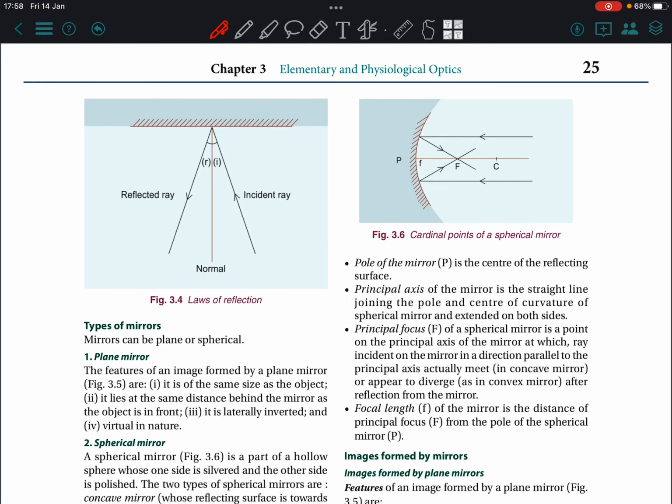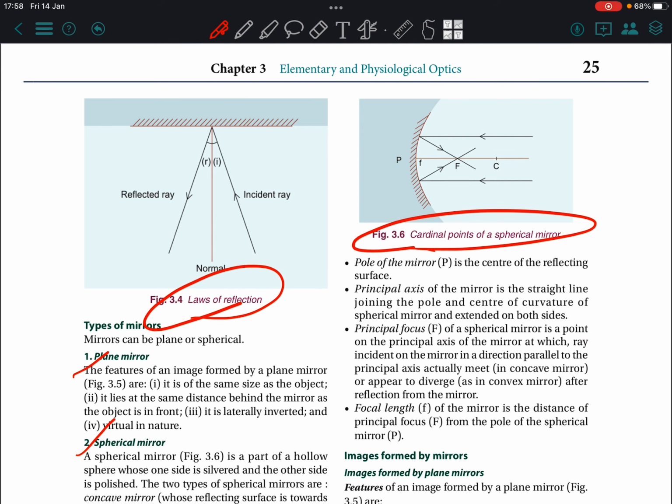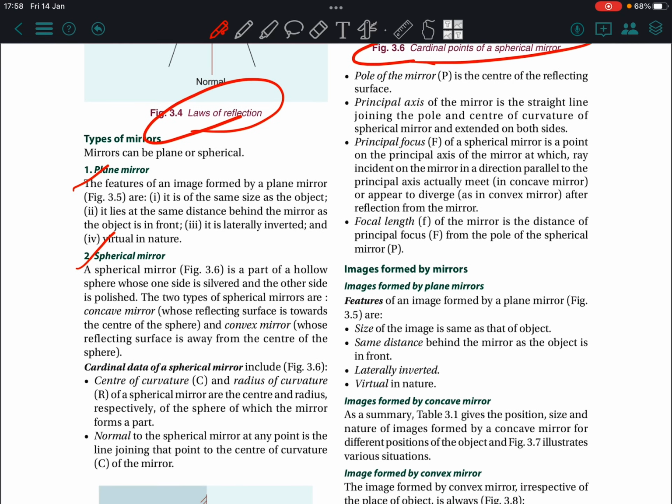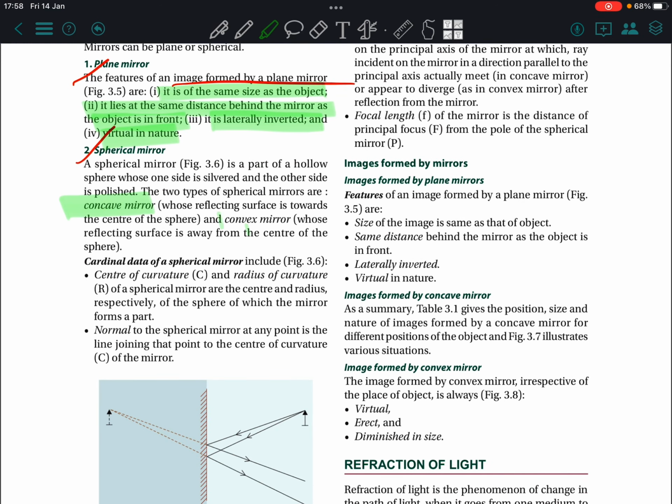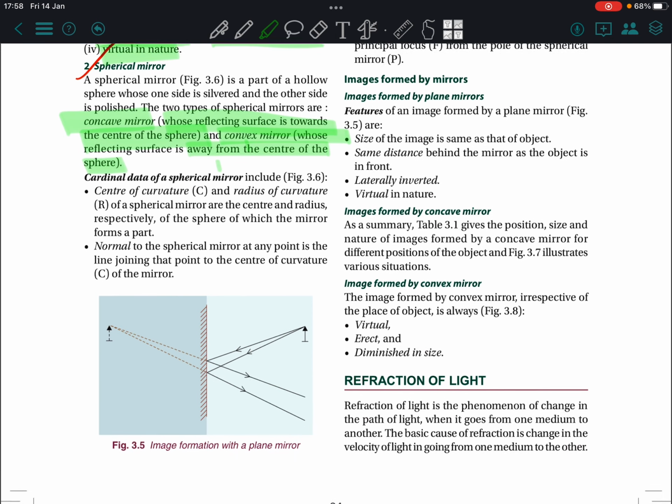Mirrors: types of mirror are plane mirror and spherical mirror. The image formed by a plane mirror is of the same size as the object. It lies at the same distance behind the mirror as the object in front. It is laterally inverted, virtual in nature. Spherical mirror: concave mirror, whose reflecting surface is towards the center of the sphere. Convex mirror, whose reflecting surface is away from the center of the sphere.